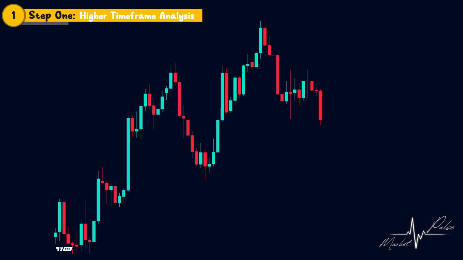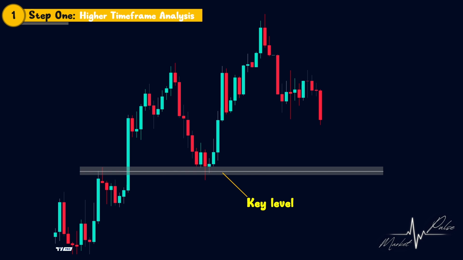Step 1. Higher time frame analysis. In the higher time frame, we want to understand where we are in the bigger picture, so we avoid trading blindly on the lower time frame charts. To keep things simple, we focus on marking key levels in the higher time frame and determining how much room we have before reaching the next key level ahead of the current price.